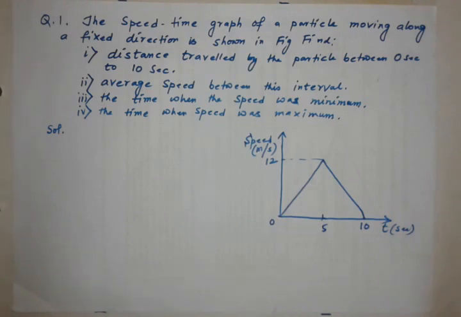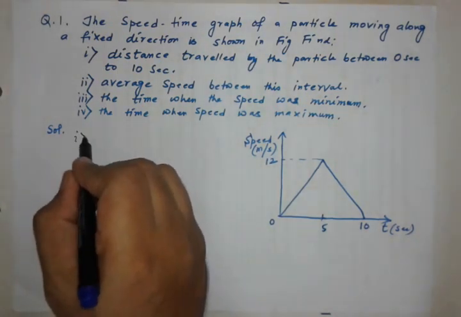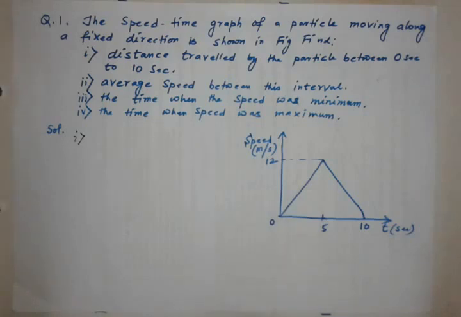Third is the time when the speed was minimum, and fourth is the time when the speed was maximum. So first what we'll do, we'll find out the distance traveled by the particle between 0 second and 10 seconds.